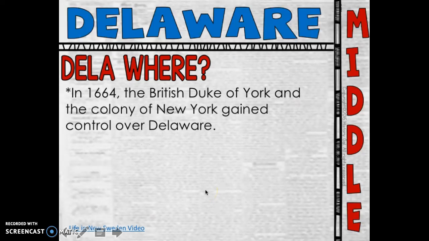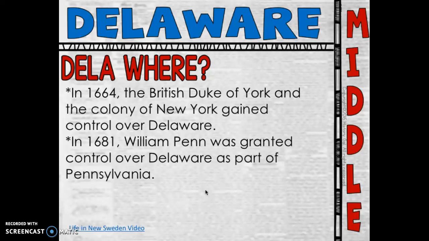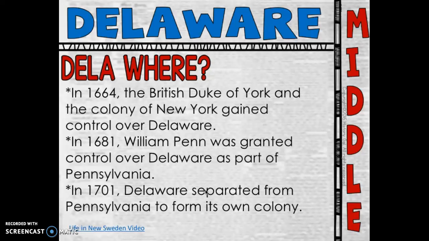In 1664, the British Duke of York and the colony of New York gained control over Delaware. In 1681, William Penn was granted control over Delaware as a part of Pennsylvania. And then in 1701, Delaware separated from Pennsylvania to form its own colony.